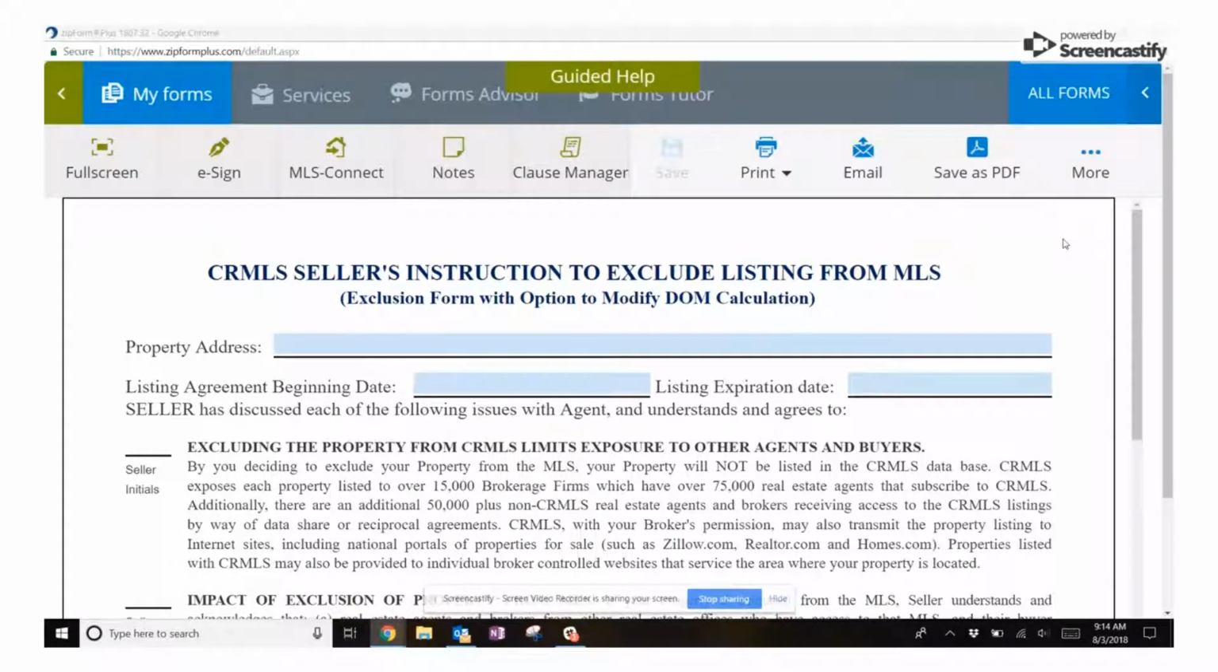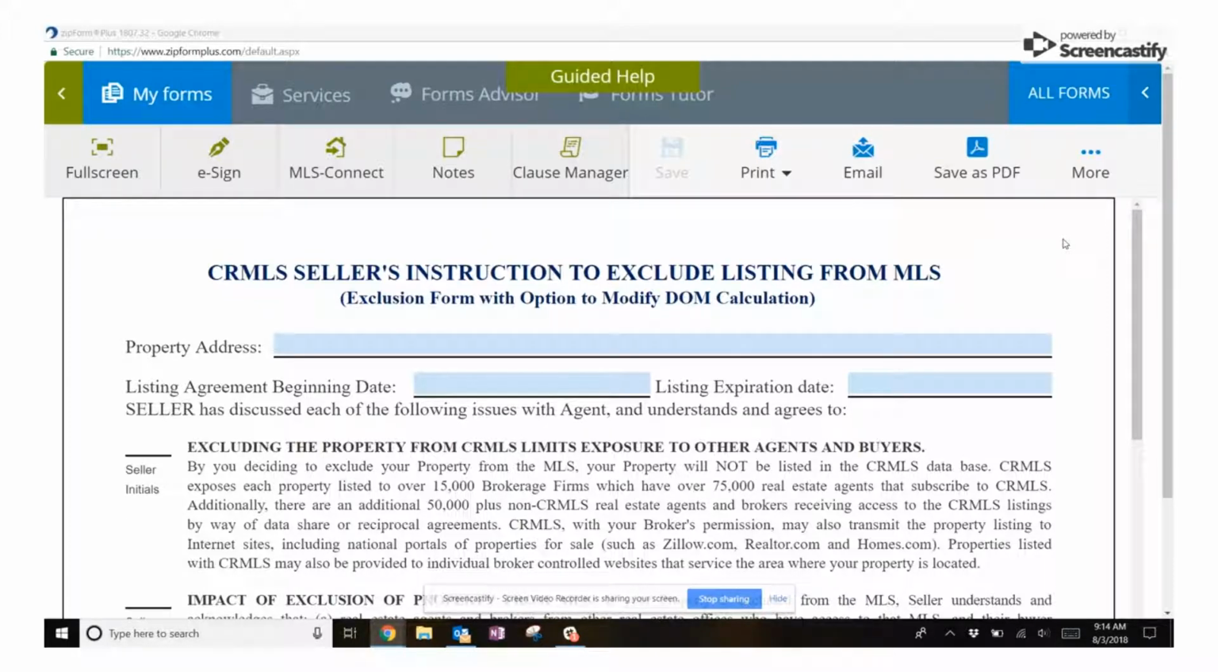Now just real quickly, you can find the CRMLS Exclusion Form within your ZipForms account. Just be in a transaction, and when you go to add forms to the transaction, switch the libraries from California Association of Realtor Library to the CRMLS library, and there you will find the seller instructions to exclude the listing from the multiple listing service.